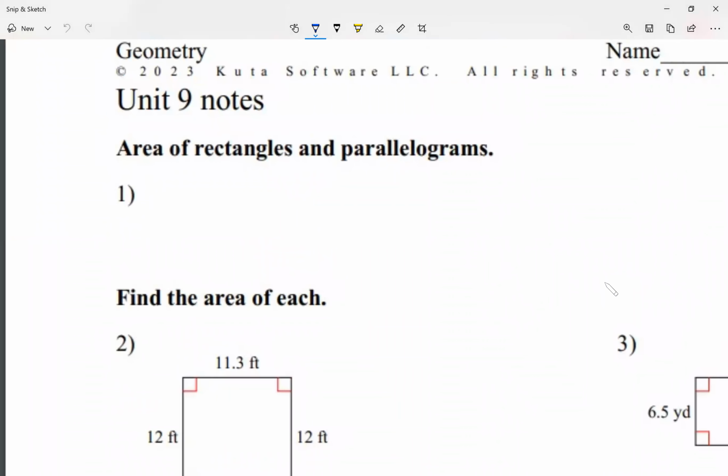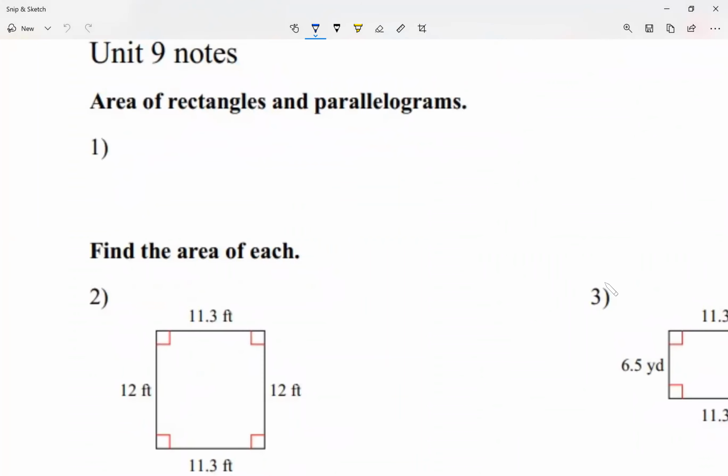All right, so today let's talk about area: rectangles, squares, and parallelograms. A square is a rectangle, so I'm just going to look at rectangles, done the same way. Now, area, in reality, what area means is how many squares we can have in the shape.